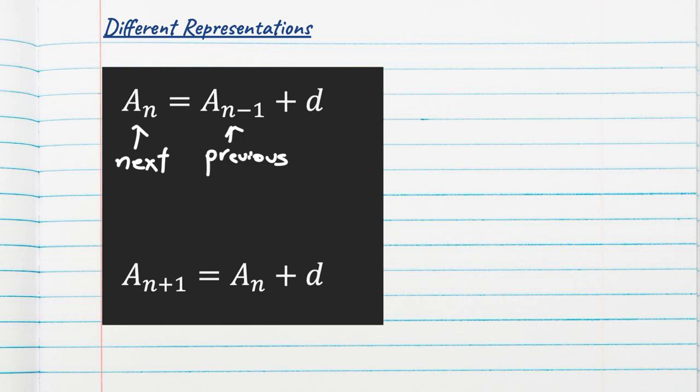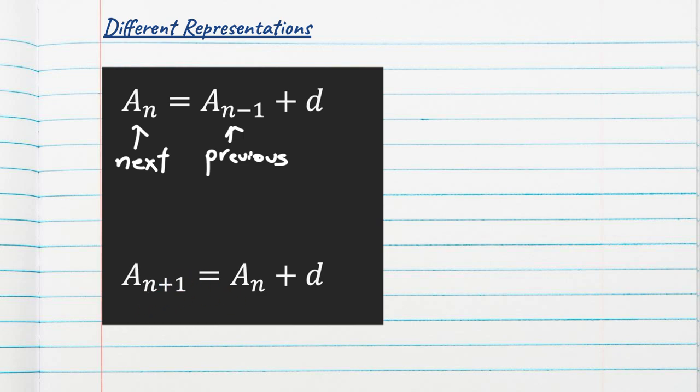Now, this bottom one says a sub n plus 1 equals a sub n plus d. And once again, this is kind of like a little bit of a confusing topic. It's one of those things where it's simple, but there's a lot of intricate details with it that throw people off. It looks kind of strange, right? So what's going on with this one down below? This is saying the same exact thing.